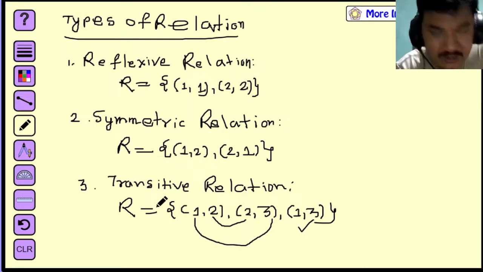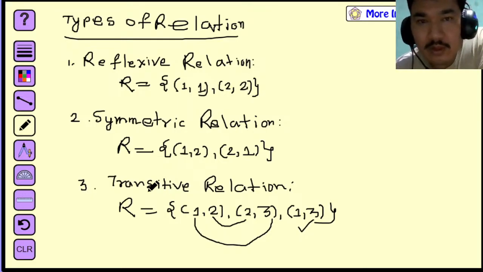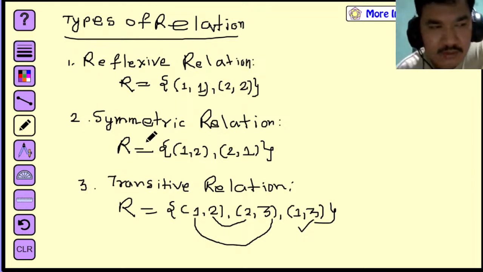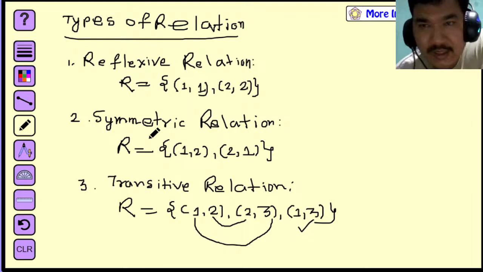These are the types of relation. I will make the next video for the function. This is the video for relation. For the function, I want to make a separate video, otherwise it's too long a video. There are three types of relation: reflexive, symmetric, and transitive.